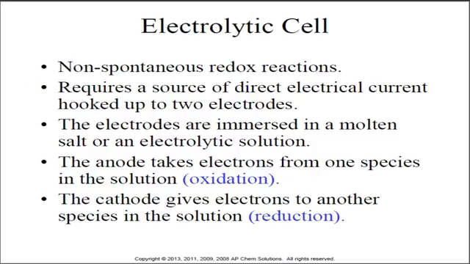So an electrolytic cell is one where you have a non-spontaneous redox reaction. It's going to require a source of direct electrical current hooked up to 2 electrodes. Those electrodes are going to be immersed in a molten salt or an electrolytic solution. Your anode is going to take electrons from one species in the solution, remember that's oxidation, and the cathode is going to give electrons to another species in solution. This is your reduction. So the source of electric current is going to be what drives this reaction. Okay, it's not spontaneous, so electrical energy has to be added to drive this reaction.